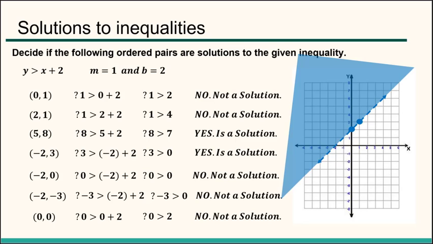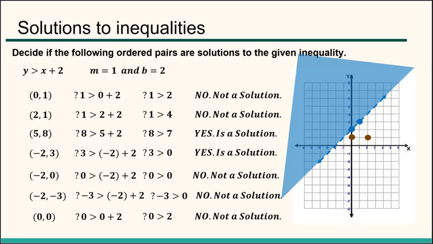Now what in the world does this mean? If I shade above, that means all those points above are solutions to this inequality. So let's look at our point. Let's look at 0, 1. There he is. We said he wasn't a solution. See how he's not in the shaded part? Let's look at 2, 1. See how he's not in the shaded part? He's not a solution either.